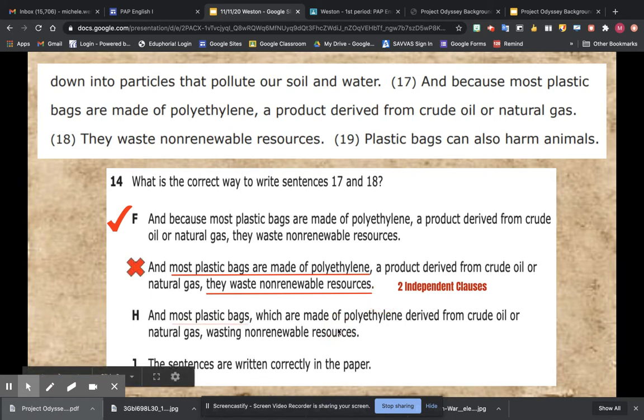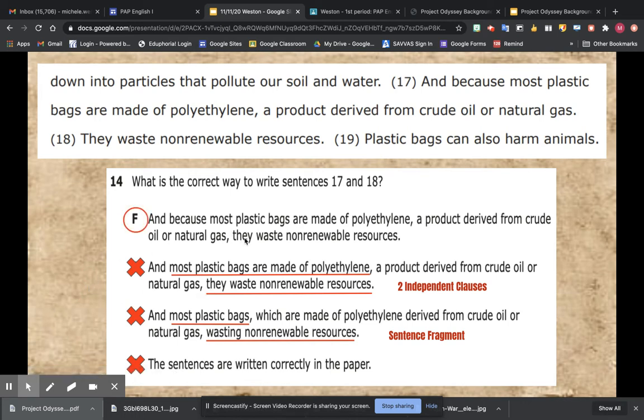All right, let's look at H to see how they fix this. Okay, they don't have an "although," a subordinating conjunction. They just have most plastic bags. They turn this into the dependent clause, which are made from polyethylene. It's a restrictive clause. But if we were to add this clause and this clause together, it doesn't make sense. Most plastic bags wasting non-renewable sources. So this is a sentence fragment, so this is not going to work. And then J, the sentences are written correctly. Well, we know that's not true because we think F is the correct answer. So now we've confirmed it by eliminating all the answer choices below. So I'm going to go ahead and change my check into the circle, and F is going to be my correct answer.